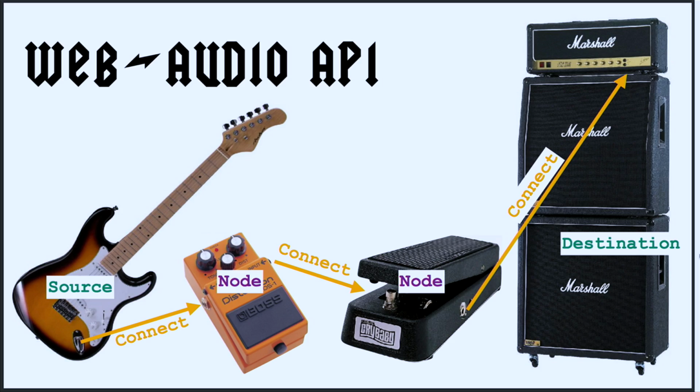Okay, so you can think of it like this. Source is like your guitar. Where there would be a cable, you use the keyword connect. And your nodes, so your filters, your analyzer nodes, your effects nodes, are just like the distortion pedal box. And then we connect that to our destination. Our destination is like our speakers.